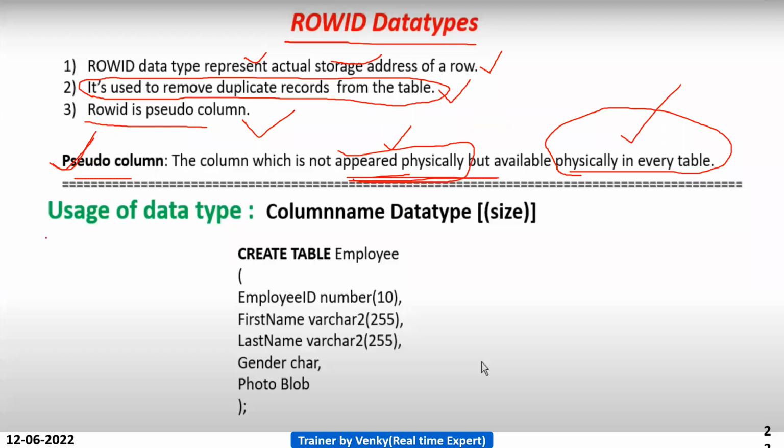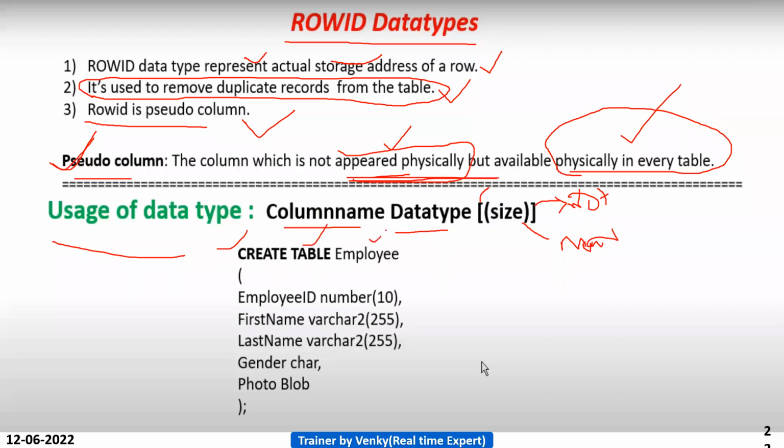Okay. Now usage of data types. How do we have to declare data types? Column name, data type. Why I kept this one and this one: for some data types the size is required, and for some it is not mandatory. Some data types need a mandatory size. That's the reason I kept both.